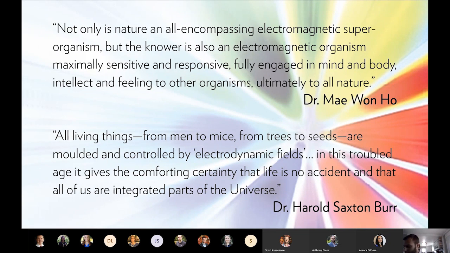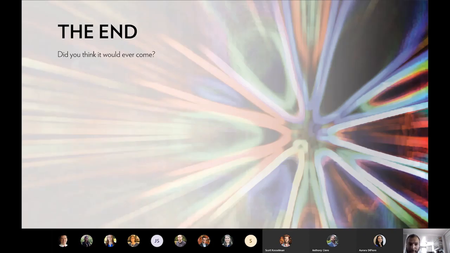All living things, from mice to men, from trees to seeds, are molded and controlled by electrodynamic fields. In this troubled age, it gives the comforting certainty that life is no accident and that all of us are integrated parts of the universe. Oh, and that's it. The end.